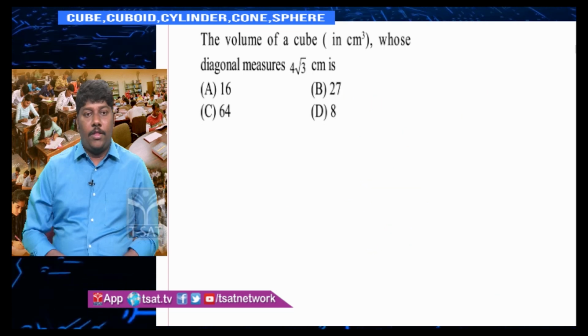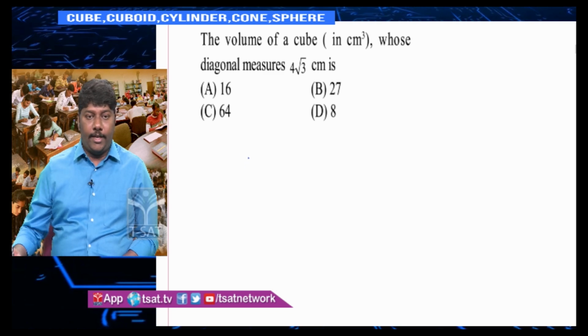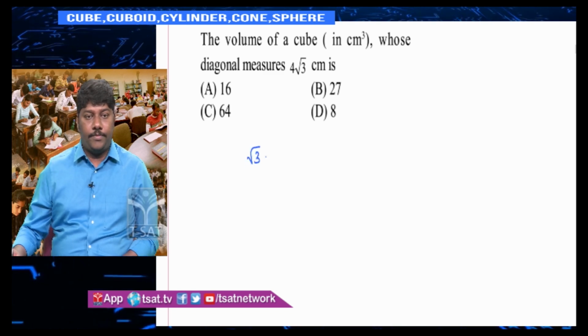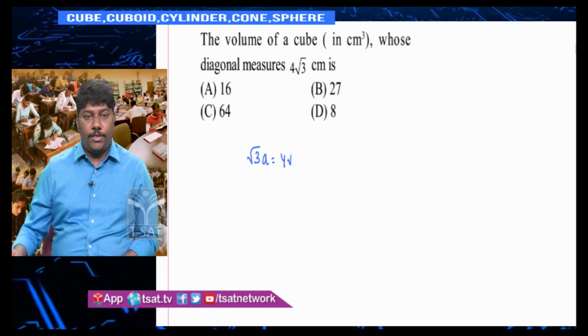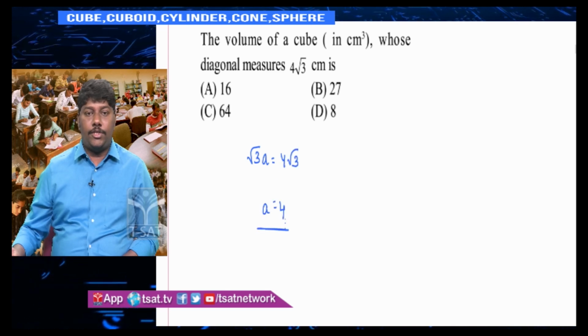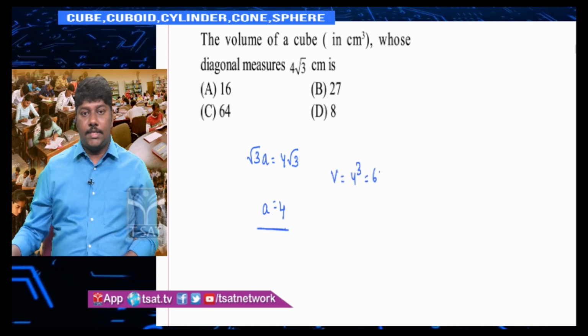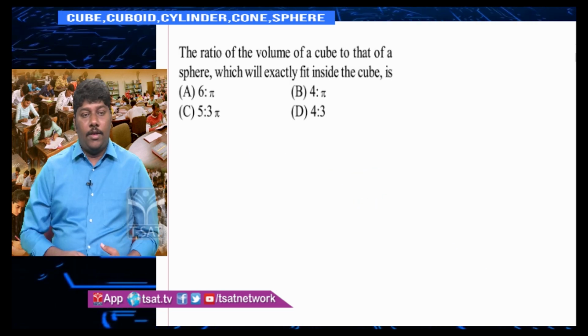Look at the next one. The volume of the cube whose diagonal measures 4 root 3. We know the diagonal of the cube is root 3 a, which is equal to 4 root 3. Edge is equal to 4, therefore volume is 4 cube, that is 64. Look at the next one.